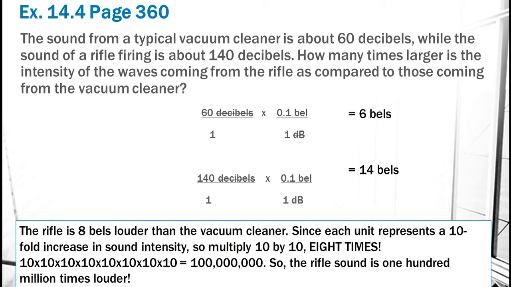Okay, so don't make that mistake. Don't just give me the answer 8. It's not 8 times larger. No. It's 8 bells louder. But keep in mind that bell is really quite a large unit, where it seems like a small range, it's actually quite a large range. Okay? All right. There we go.